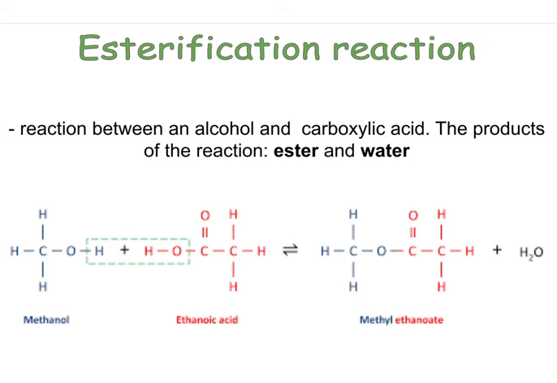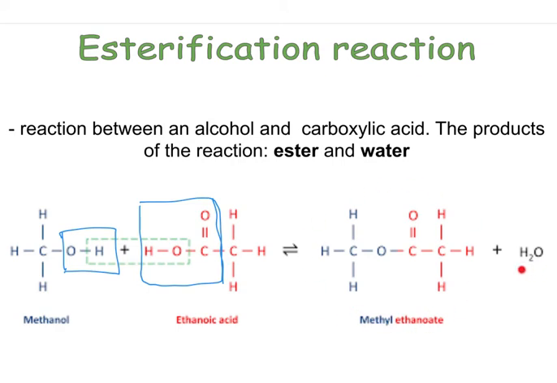Here's another example of esterification reaction. Here's my alcohol, methanol. How do I know it's alcohol? Because of the hydroxyl group that is sitting right here. And here is my ethanoic acid. I know it's ethanoic acid because I see carboxyl group right here, and I see 2 carbons. So ethanoic acid. Acid meets alcohol. What do they form? They form ester and water.